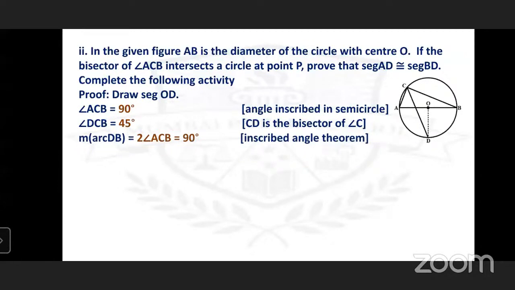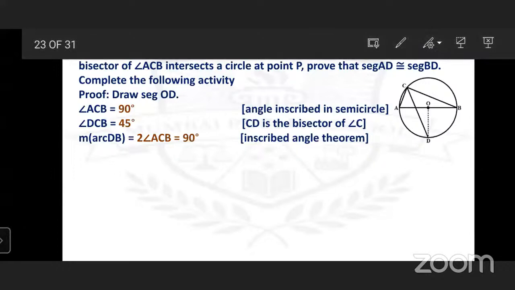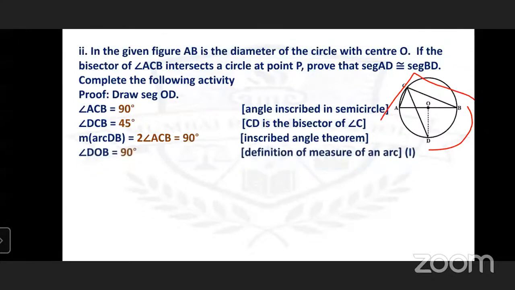Now the measure of arc DB. The measure of arc DB is double the angle ACB, so this arc is double of this angle. That is the inscribed angle theorem. Now next, angle DOB. Again, angle DOB is 90 degrees.